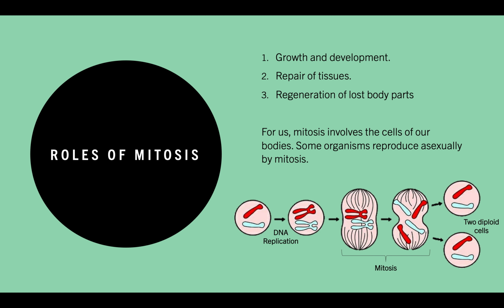So let's talk about the roles of mitosis. Mitosis helps with growth and development, repairing of tissues, and also in some cases regeneration of lost body parts. Obviously that does not happen with us, but for example with lizards who lose parts of their tail and then can regrow their tail, that regeneration of that lost body part takes place through mitosis. For us in particular, mitosis involves the cells of our bodies, so our somatic cells. Some organisms actually can reproduce asexually by mitosis. This is not what we do.